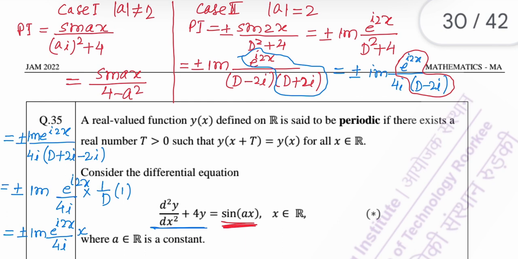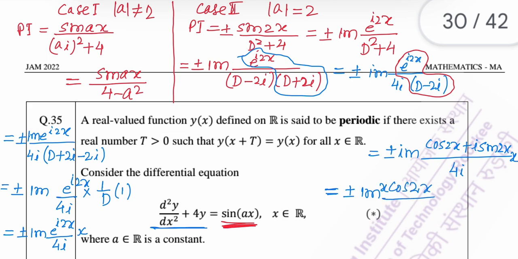Now let us expand e to the power i 2x. That will give us plus minus Im of (cos 2x plus i sin 2x) by 4i, and there is x here. So the imaginary part of this one will be the same as cos 2x into x by 4i, and this can be further multiplied by i, and here we finally get x cos 2x by minus 4.